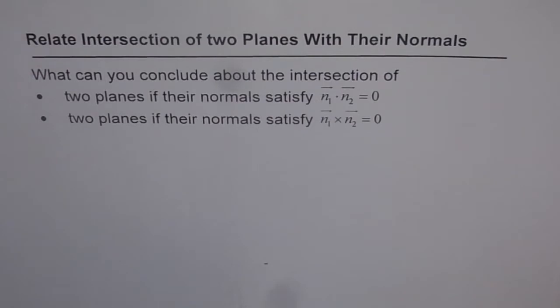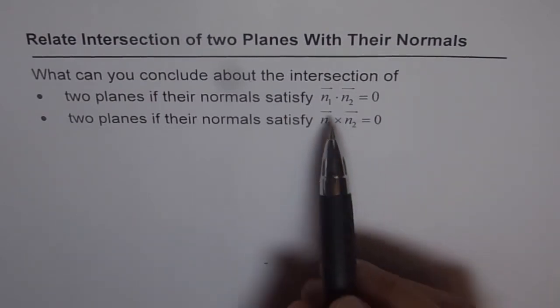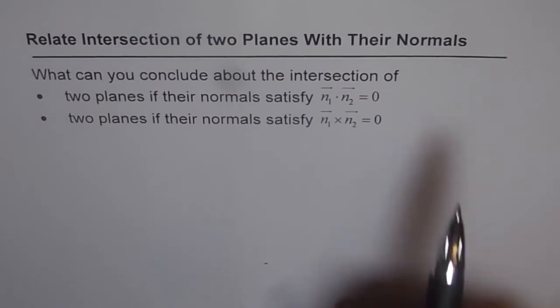Based on that, I've taken a couple of videos where I will discuss with you how normals are related with the intersection of planes. So this is for two planes, right? As you know, two planes could intersect in a line. They may be parallel, in that case they don't intersect, or they may be coincident, that means they intersect in a plane itself. So for two planes there are different conditions which we can consider.